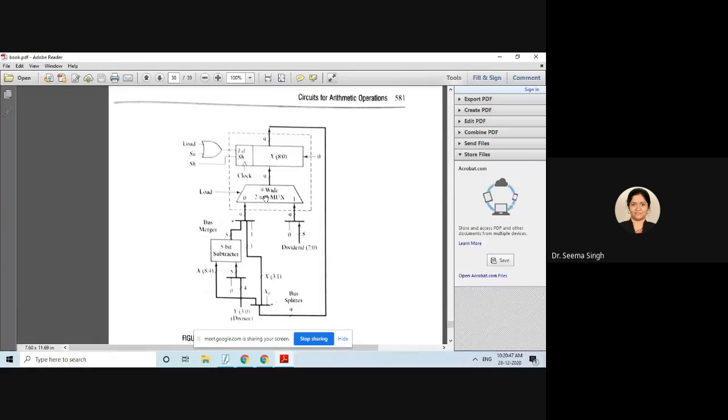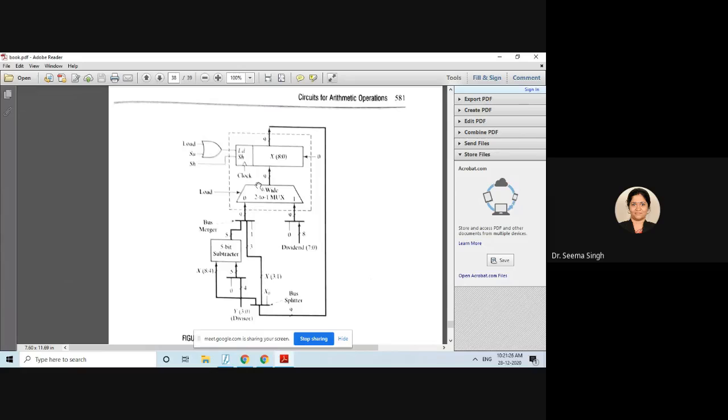Observe it carefully. What we are showing here is your dividend register. It is showing the internal block diagram. This is your dividend register, and this is taking care of loading, subtracting, and shifting. Of course, this subtraction and shifting operation comes from where? It comes from your control unit. Here they are not showing you the control unit. They are showing the internal diagram of the left hand side, the register and all.